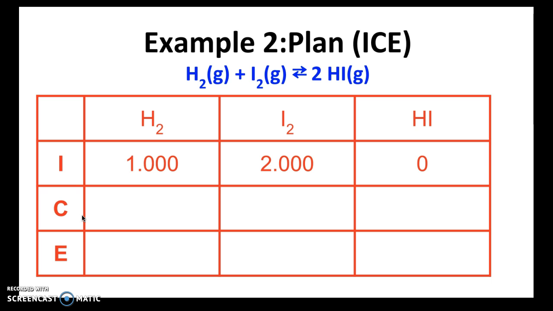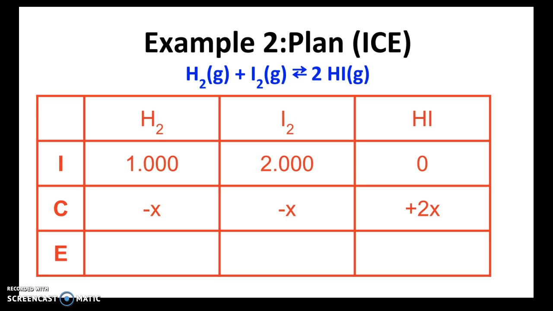Since the coefficient in front of H2 is 1, it's going to be minus 1x, or just minus x. And the same thing for I2, the coefficient in front of it is 1, so it's going to be minus x. On the other hand, our product HI, we're going to increase the amount of HI we have. So the sign for the change is going to be positive. And since the coefficient in front of HI is 2, it's going to be positive 2x. So you use the coefficient in the balanced equation to determine the coefficient in front of x, and you use your understanding of what's happening during the reaction to determine the sign. If you're gaining or creating something, it's positive. If you're losing it, it's negative.